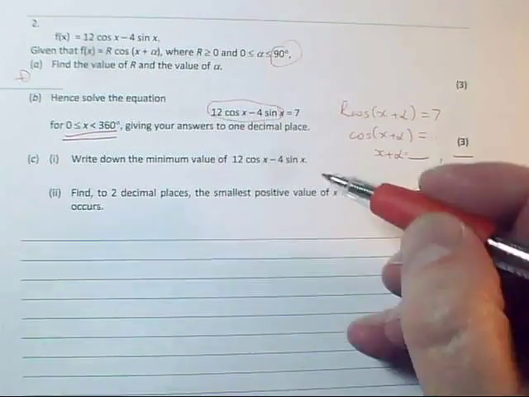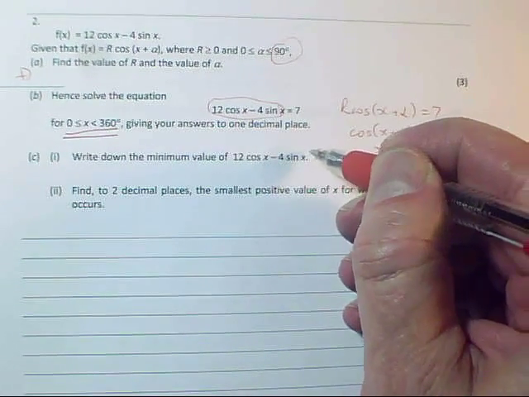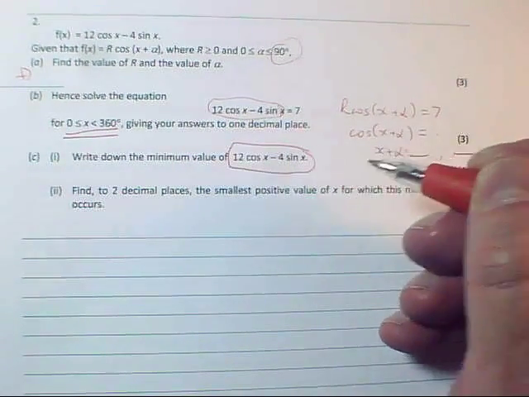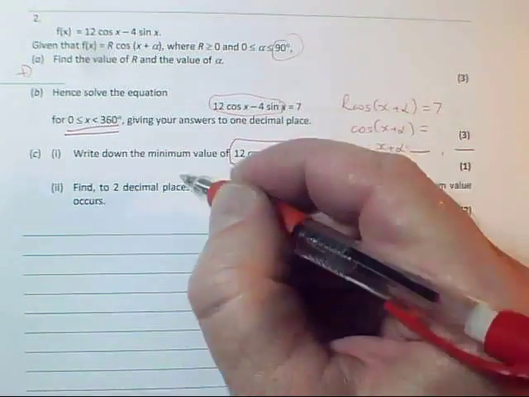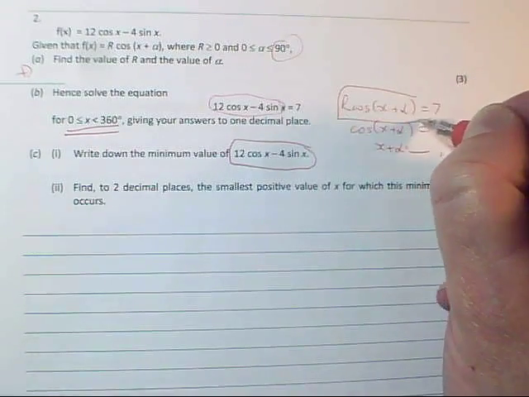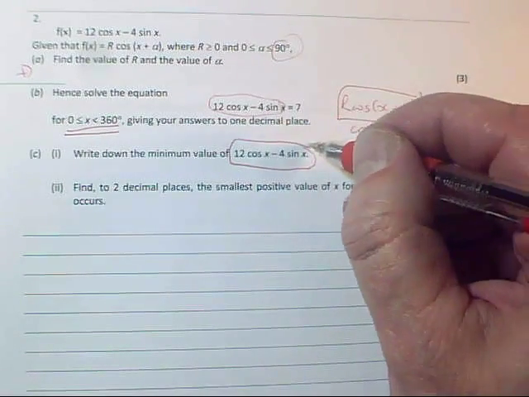Okay, and then the fun continues. We now want the minimum value of this. So once again, we're not really interested in the minimum value of 12 cos x minus 4 sin x. You're again thinking of it as being R cos(x plus alpha).